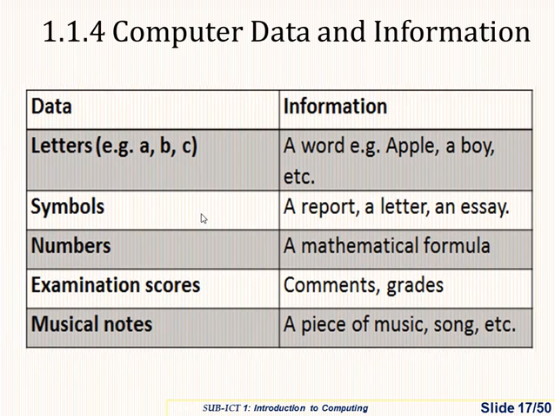Now, these are some of the examples of data and information. You have letters. Those letters can form a word. For example, A, B, C, D up to Z are data. In case they form a word, they become information. Symbols can make a report, a letter, an essay to form information. So, it is from data where you get information.